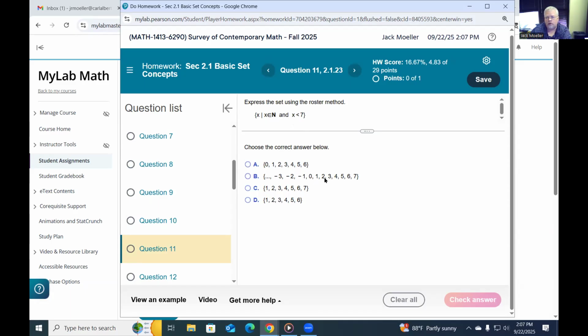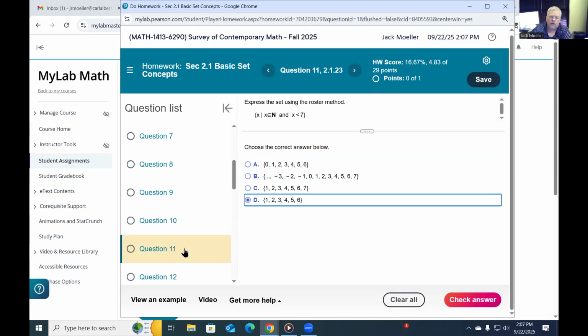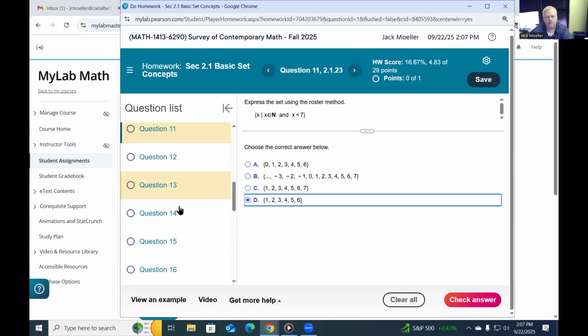So when I'm down here looking at my list, B and C, I'm automatically going to discount because they include 7. I'm also going to discount B because it has negatives. Natural numbers are not negative. So now, is it A or is it D? Well, A has 0. Is 0 a natural number? No, it's a whole number. So this is why I say you have to know your definitions so that you can apply them.